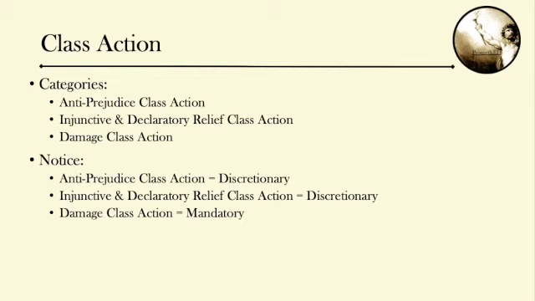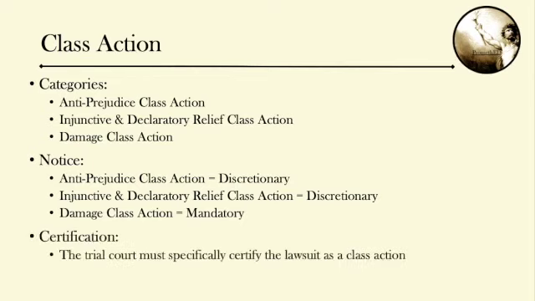Let's move on now to certification. The class action has to be certified by the court, which means that the court will take a look at all the requirements that we discussed before. So numerosity, commonality, typicality, adequacy. It will take a look at whether the class action falls under one of the three categories, and will provide for appropriate notice under the circumstances.